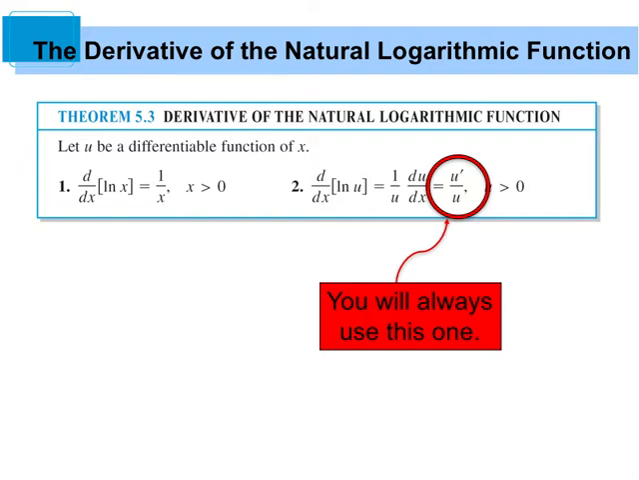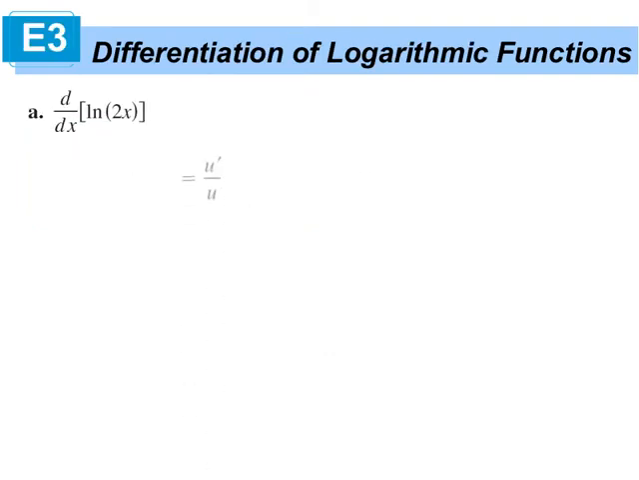We're going to be looking at something like this. We'll be taking the natural log of a function. So you take the derivative of the u term, you put it over itself. U prime over u, over and over again.